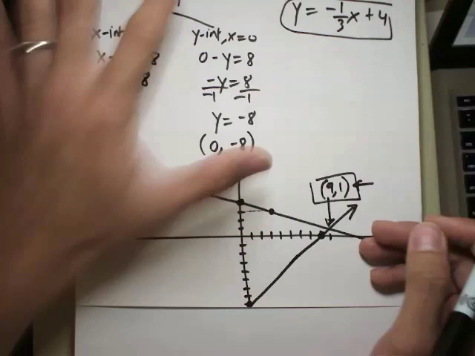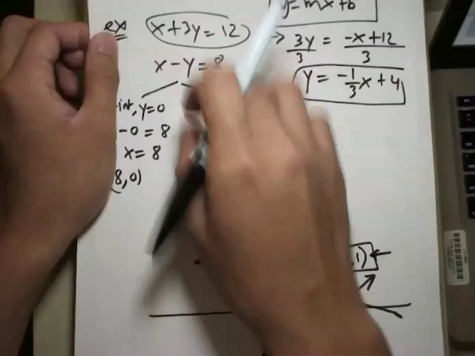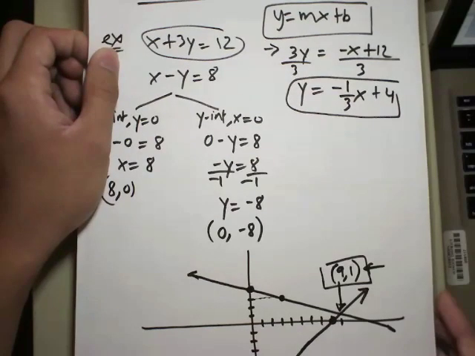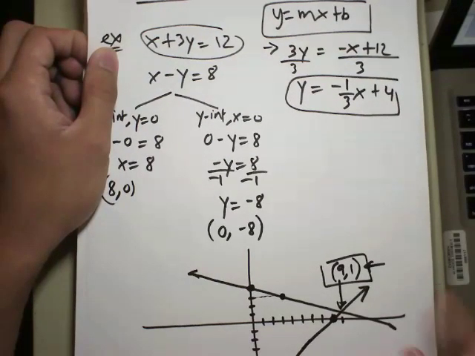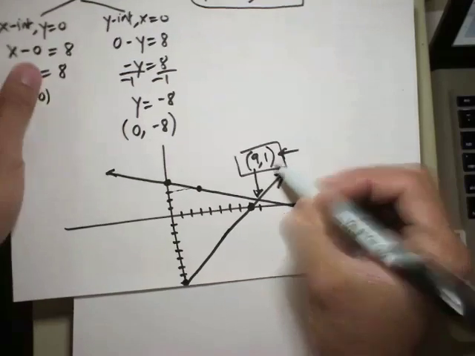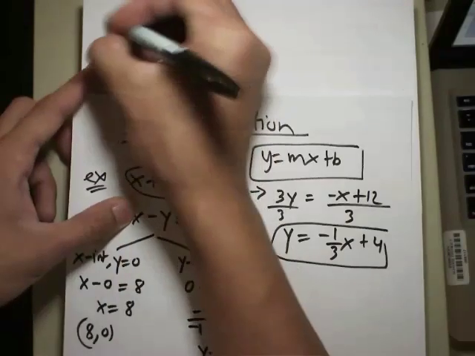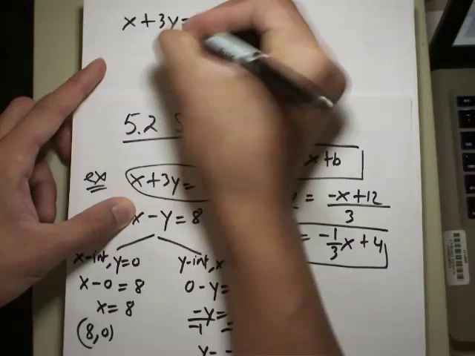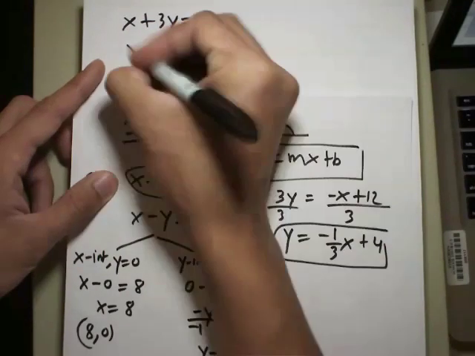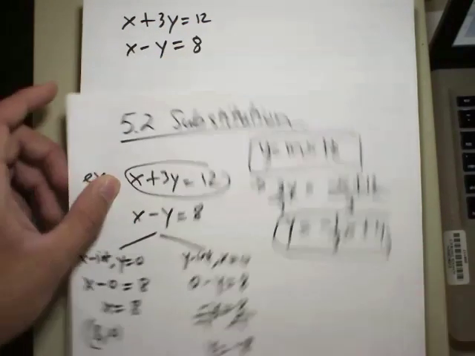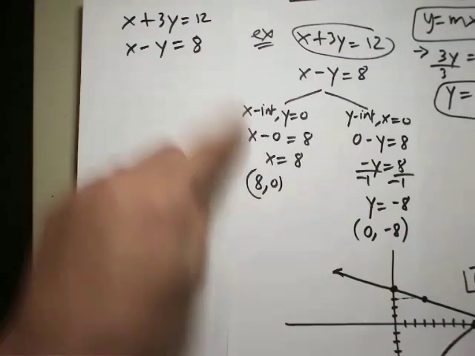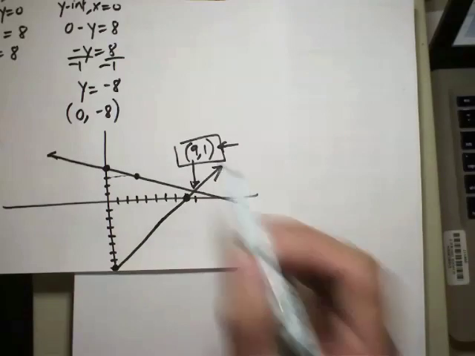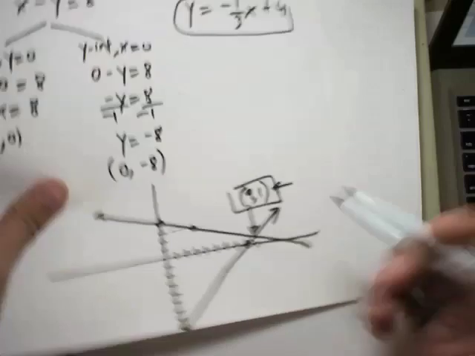Okay, so I'm going to go ahead and use the same exact system of equations right here, and I'm going to show you how to solve for this intersection algebraically. So let's copy this over. It's going to be x plus 3y equals 12, and x minus y equals 8. So let's start that off. Notice it is the same exact equation. I'm trying to prove to you that using the substitution method, I can also get the exact same answer, or at least, this is what I approximated.